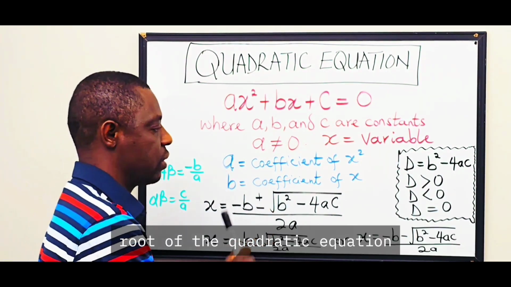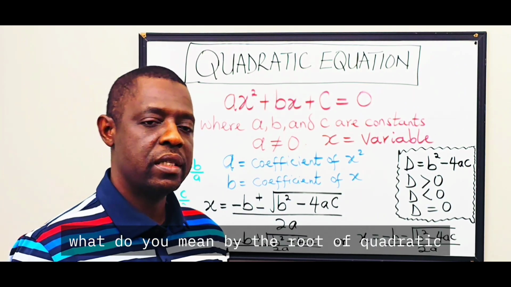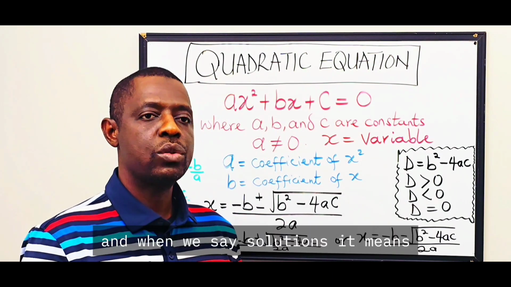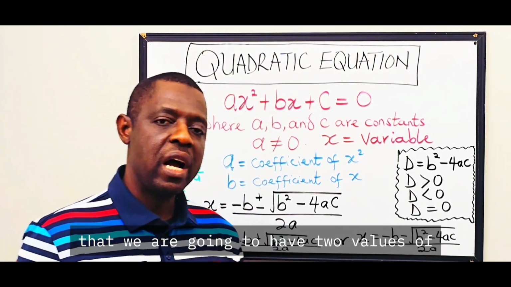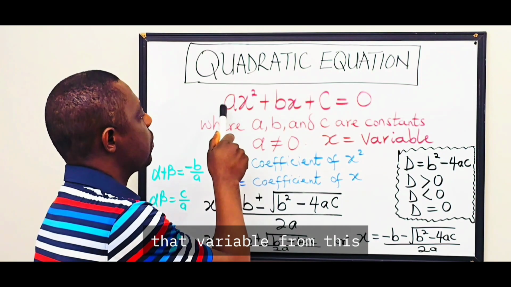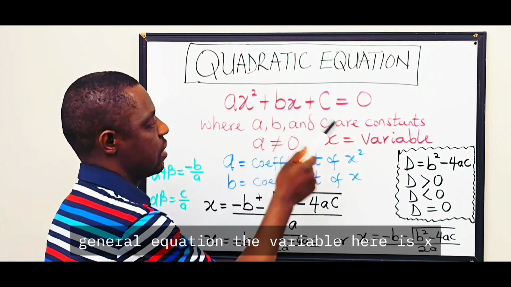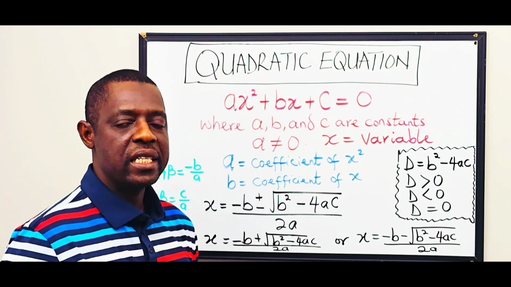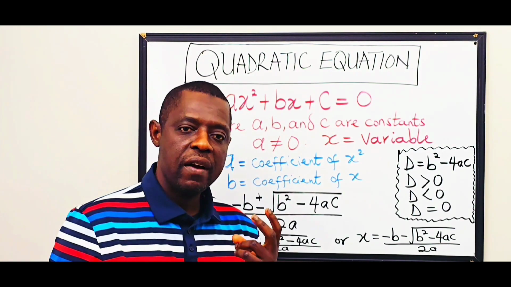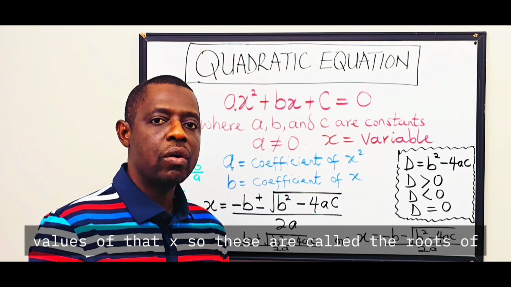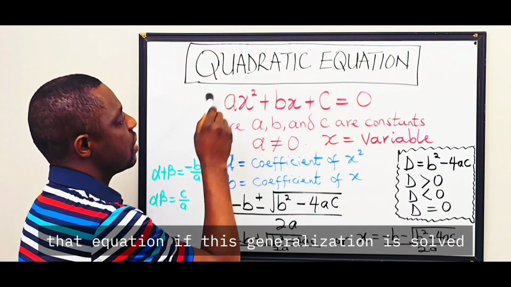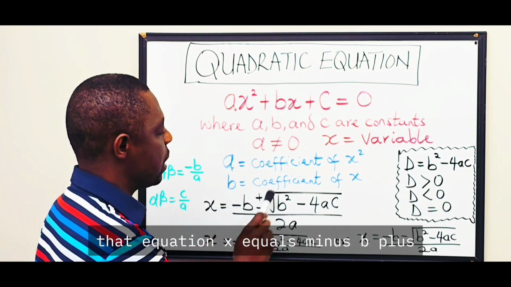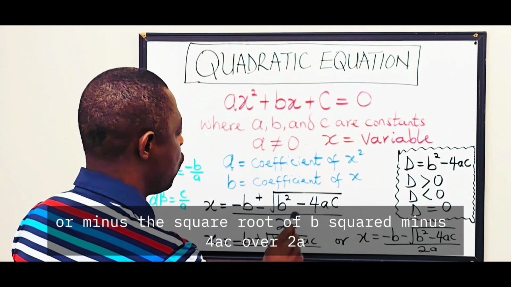This is the root of the quadratic equation. What do we mean by the root of a quadratic equation? The roots of a quadratic equation are the solutions to that equation. When we say solutions, it means we are going to have two values of the variable. From this general equation, the variable is x, and the degree of x is 2, so we should expect two values of x. These are called the roots of that equation. If this general equation is solved, the roots are x equals minus b plus or minus the square root of b squared minus 4ac, over 2a.